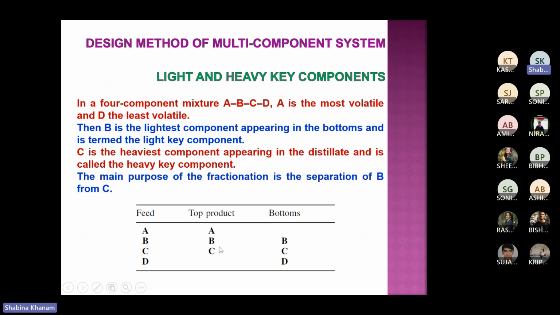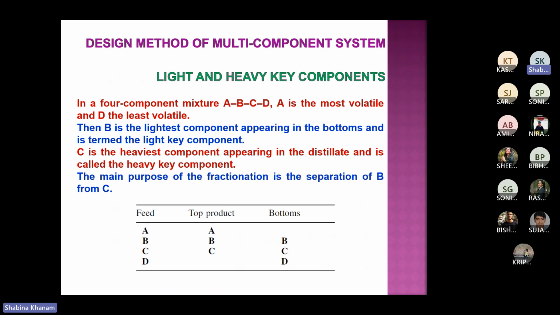Now this is the feed, and we define the top and bottom product. So how will we define the light and heavy key components? Let's discuss the light key first. So the light key should be the lightest in the bottom. Okay, we have the feed, we have top and bottom. This specification we already have, right?